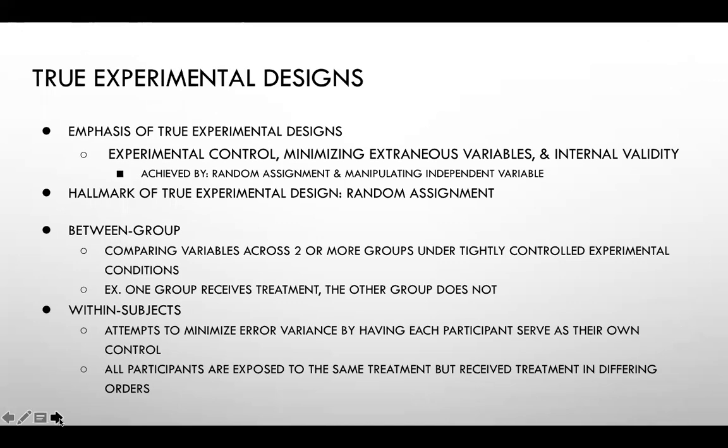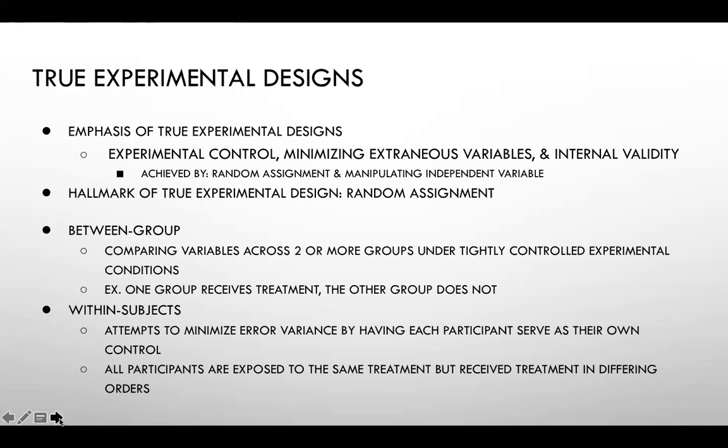So as we start this journey, we're going to start by talking about true experimental designs. The emphasis of a true experimental design is to have a lot of experimental control and to minimize your extraneous variables through random assignment and manipulating your independent variable. How you know something is really a true experimental design is that there is random assignment of people to control and treatment groups.